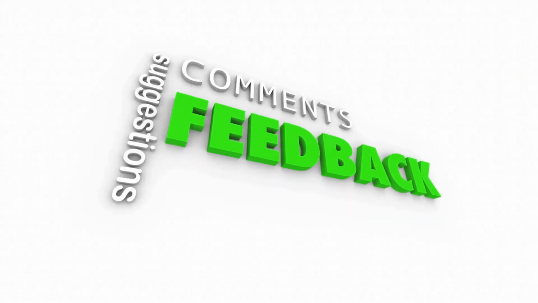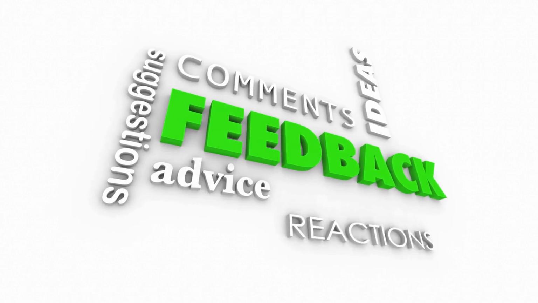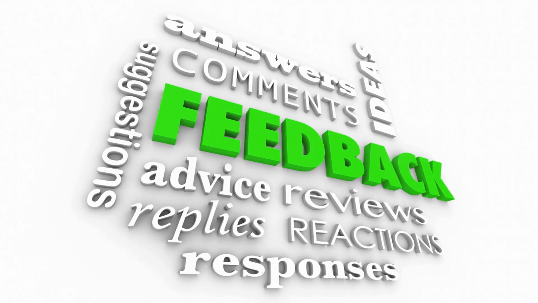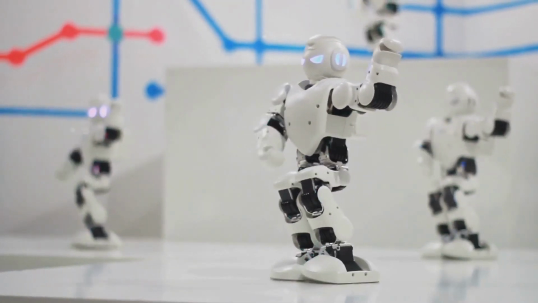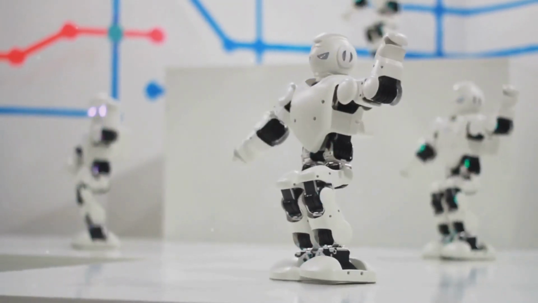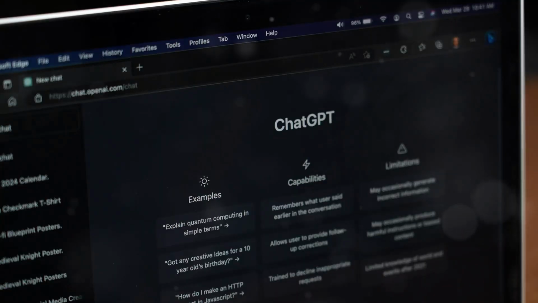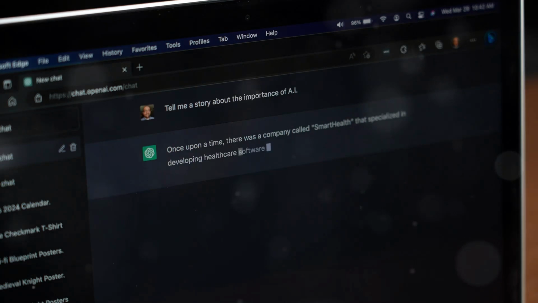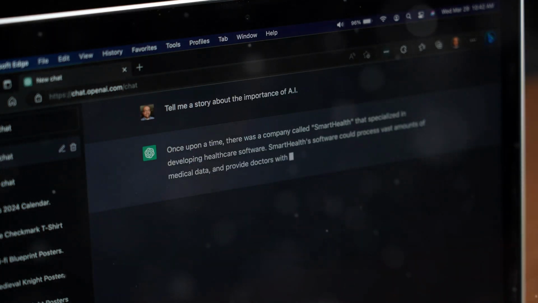To summarize, reinforcement learning is a powerful approach where an agent learns to make decisions by interacting with its environment and receiving feedback in the form of rewards or penalties. It's used in various fields, from gaming and robotics to finance and self-driving cars. And it also plays a crucial role in enhancing large language models like GPT-4 through reinforcement learning from human feedback.